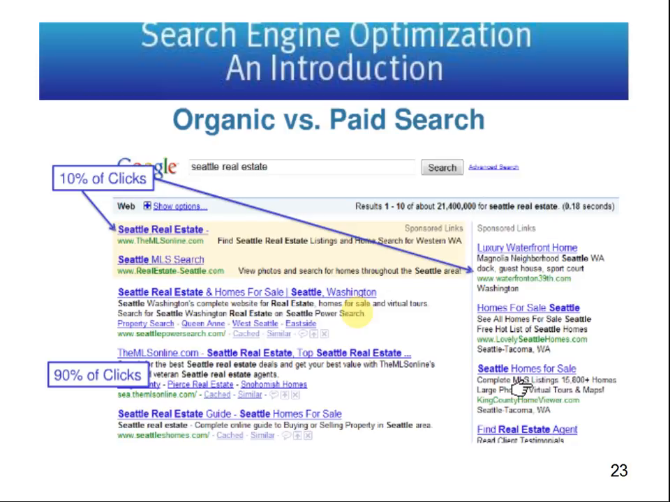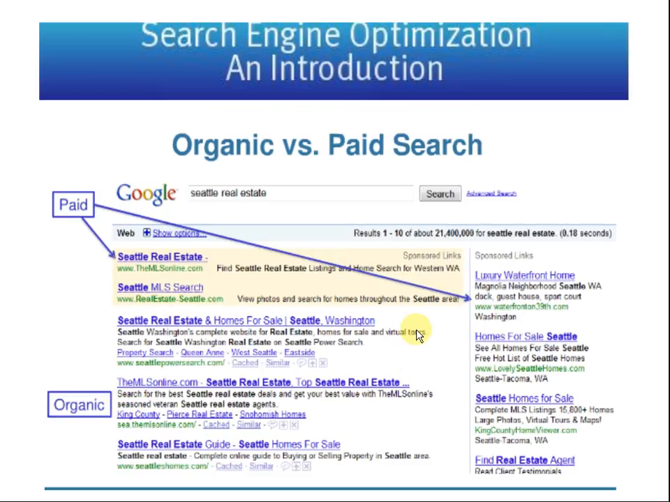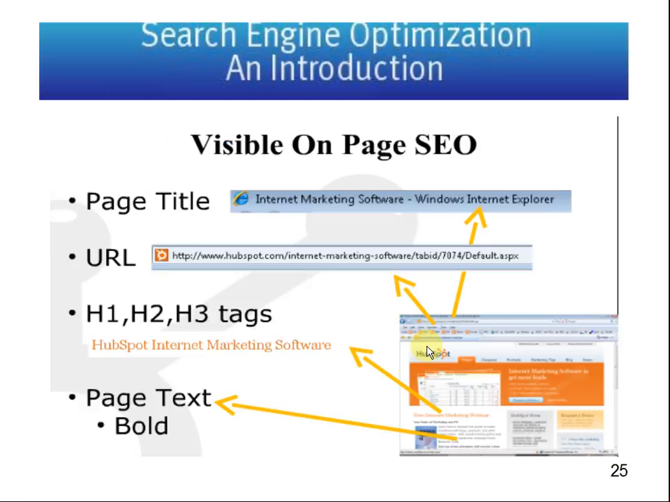So as I mentioned, paid and organic. So what are the visible pages to the user during search? Title you have seen, URL is there, and any major headers, text in bold, page text, etc. will be shown in the few links, few data in the search engine result.